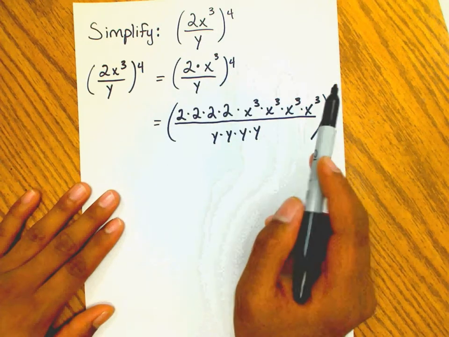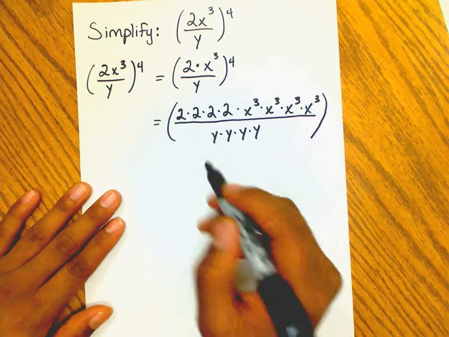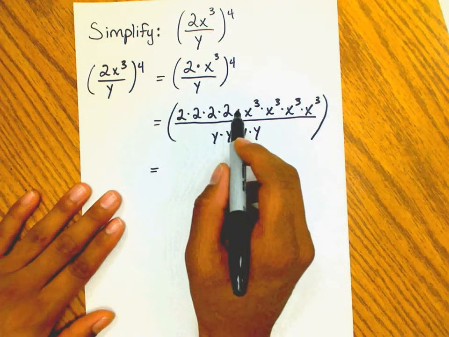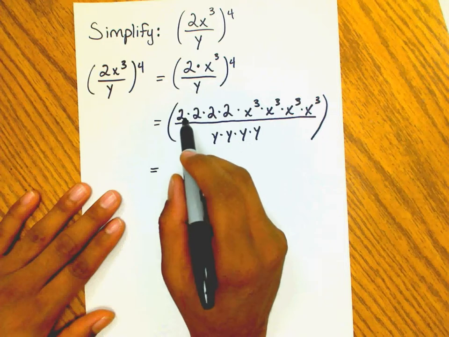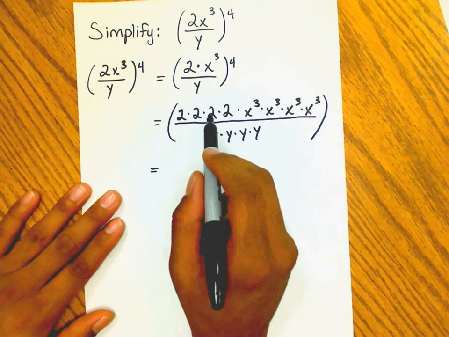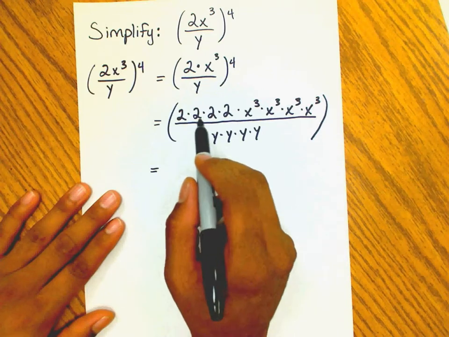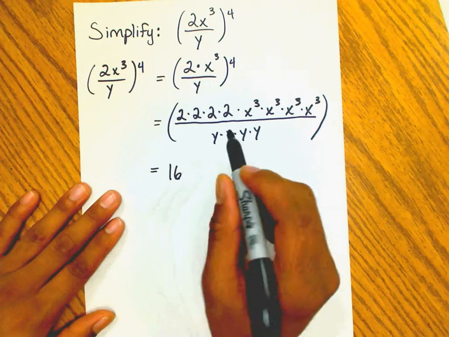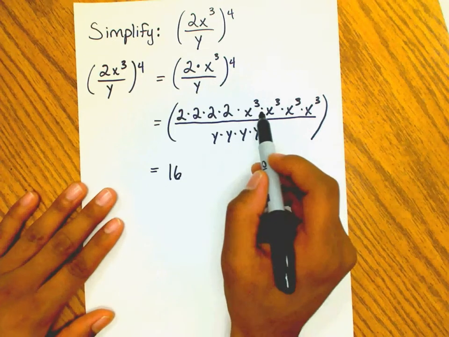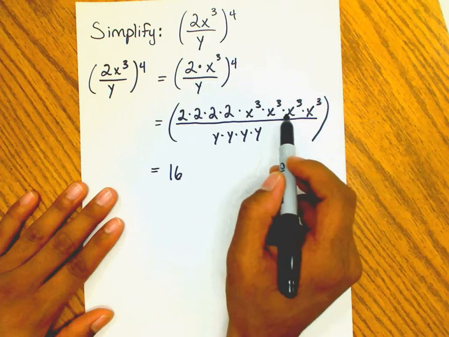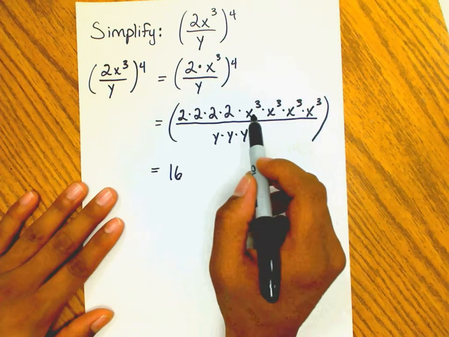Alright? So now I just have to simplify what I have on the inside. 2 times 2 is 4, and then another 2 times 2 is 4, so that means 4 times 4, which is 16. So 16. Now, does anybody remember what we're supposed to do here when we're multiplying exponents that have the same base? If you said add, you're correct.